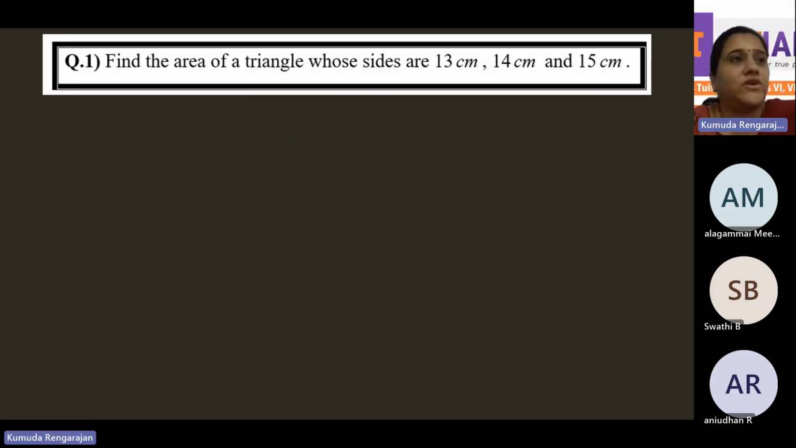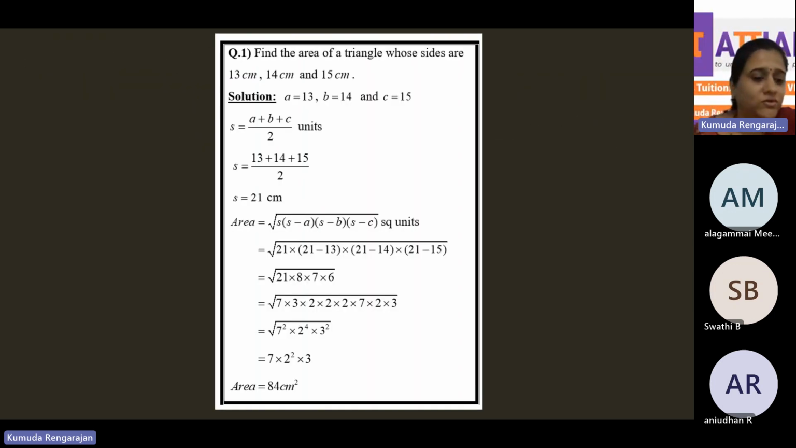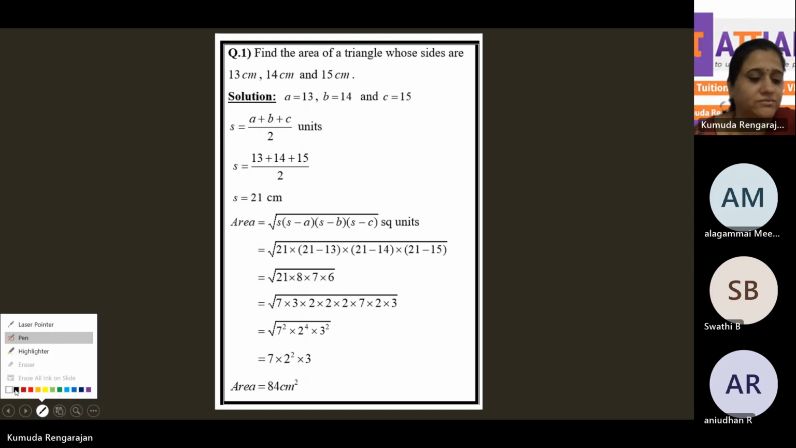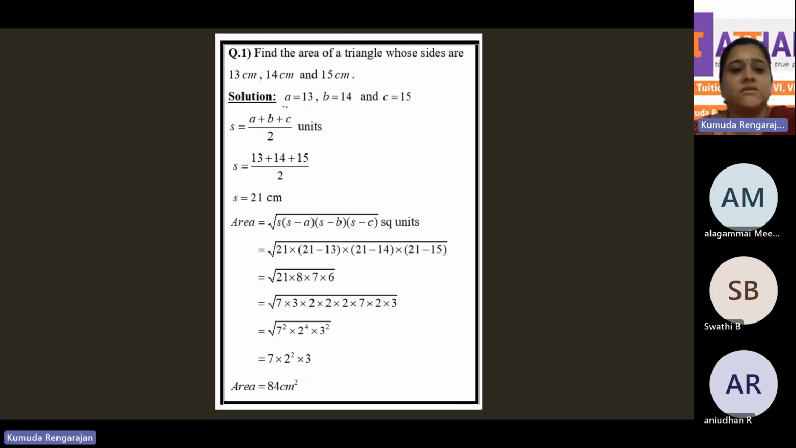So find the area of a triangle whose sides are 13, 14, and 15 centimeters. One second, I'll show you the answer. You need to first write like this. What is a? 13 centimeters, b is 14, c is 15. I told you, you can take a as 14, b as 15, and c as 13 also. Anything is fine. You'll get the same answer. Then the semi-perimeter: a plus b plus c by 2. So add the three sides and divide by 2.